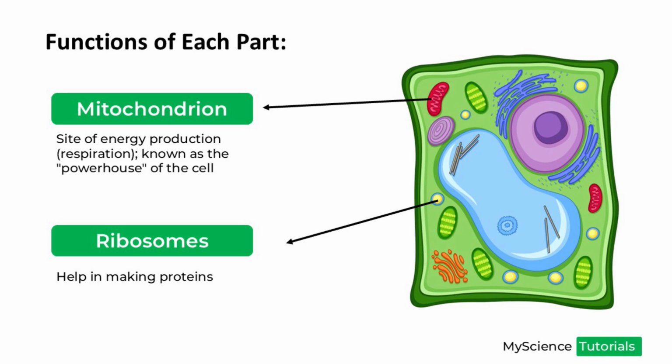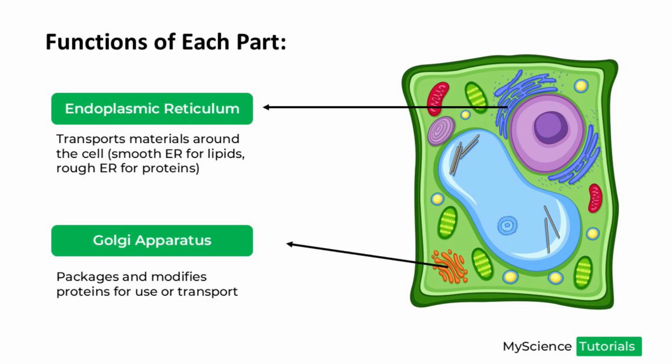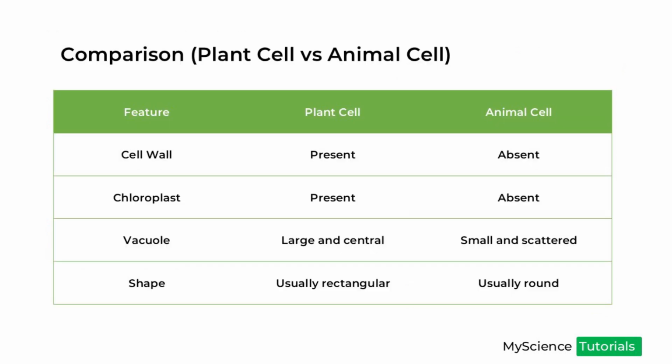Mitochondrion: the site of energy production, respiration. It is known as the powerhouse of the cell. Ribosomes: help in making proteins. Endoplasmic reticulum, ER: transports materials around the cell; smooth ER for lipids, rough ER for proteins. Golgi apparatus: packages and modifies proteins for use or transport.